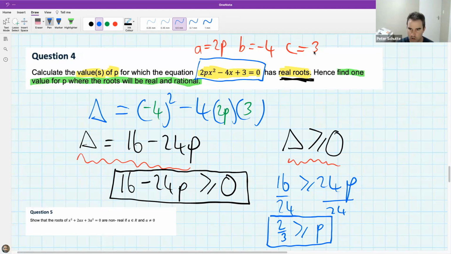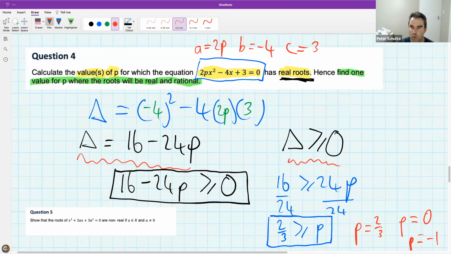So that's good news. Now, once we realize that P can be multiple values, right? So P could be 2/3, P could be 0, P could be -1. Let's just check a couple of values. So P could be 2/3, or it could be 0, or P could be -1, because -1 is less than 2/3.